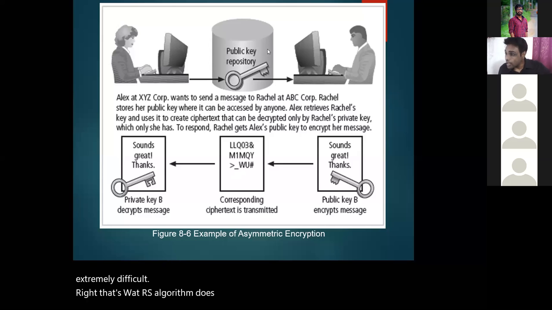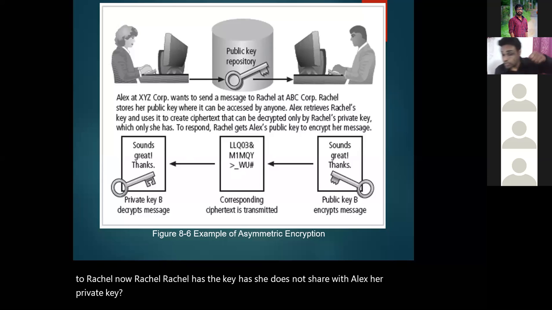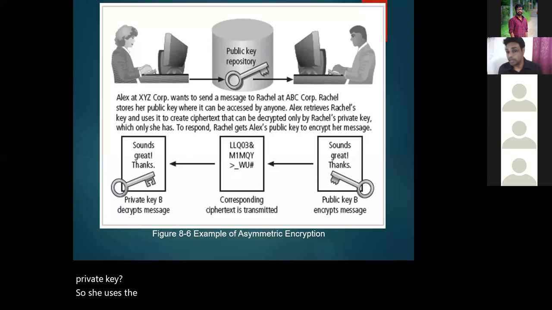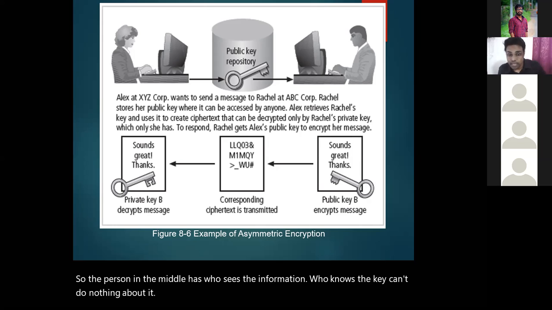Now this message is going to Rachel. Rachel has the private key and does not share it with Alex. She uses the private key to decode the message. So the person in the middle who sees the information and knows the public key can do nothing about it. Is that clear?